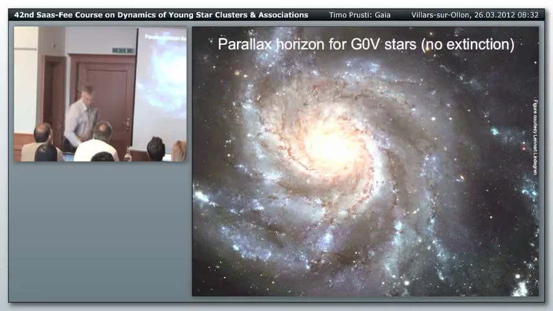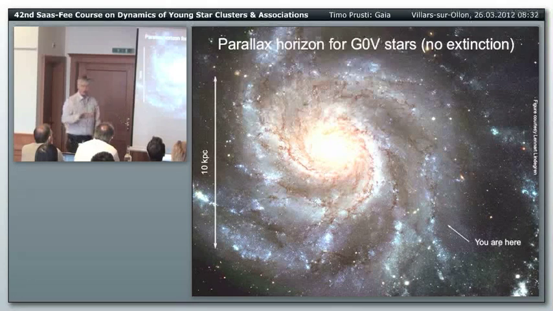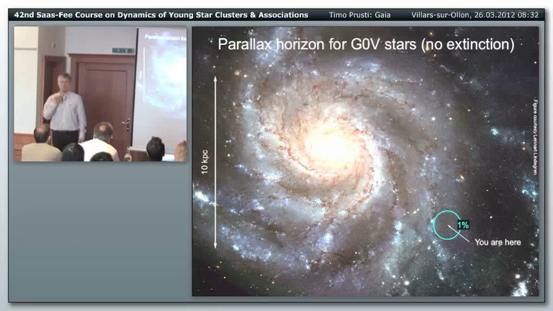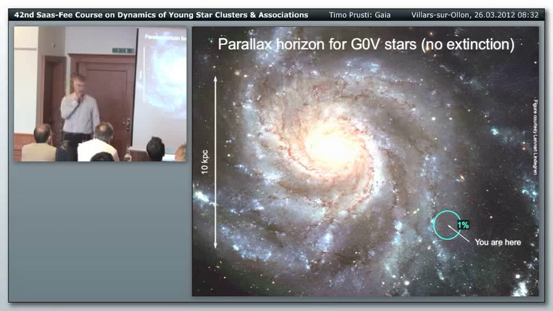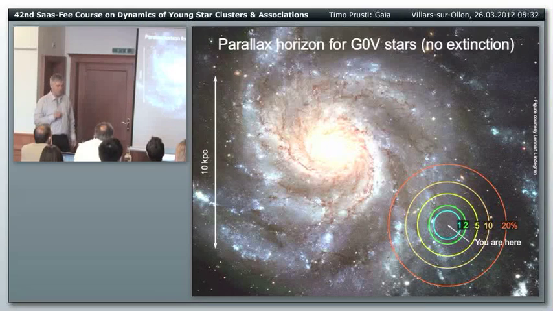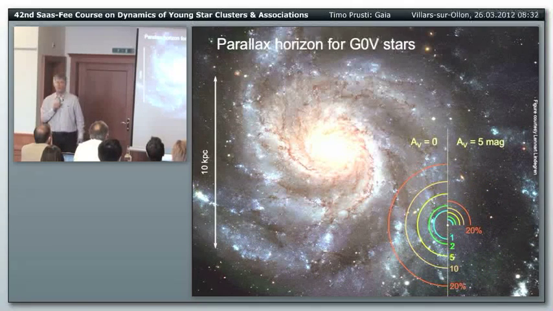Just a little bit, what does it mean? If we think that this will be our Milky Way galaxy, we are somewhere at the outskirts of it. For a solar type star, 1% parallax error is in the solar neighborhood. And obviously, if you can tolerate 10-20% errors, the space you can explore increases. So you start to get a part of the galaxy that is explorable for solar-type stars. If you put some extinction in front of it, it gets tougher, obviously.